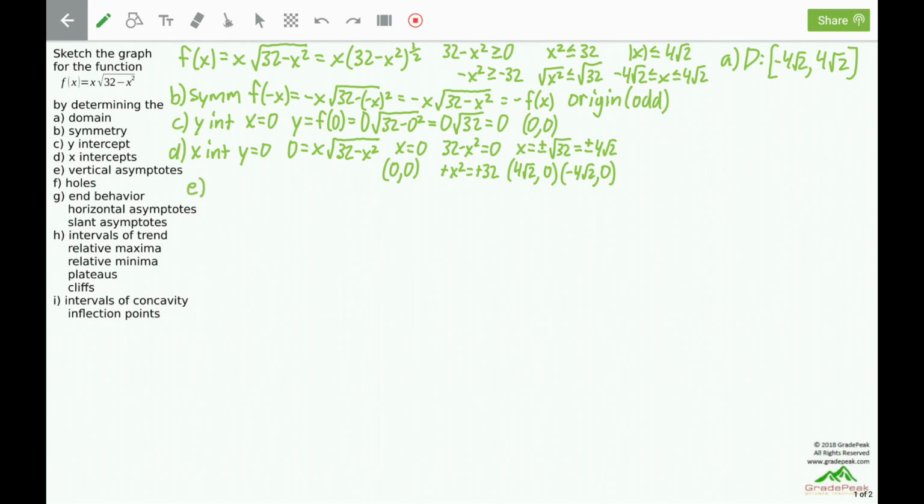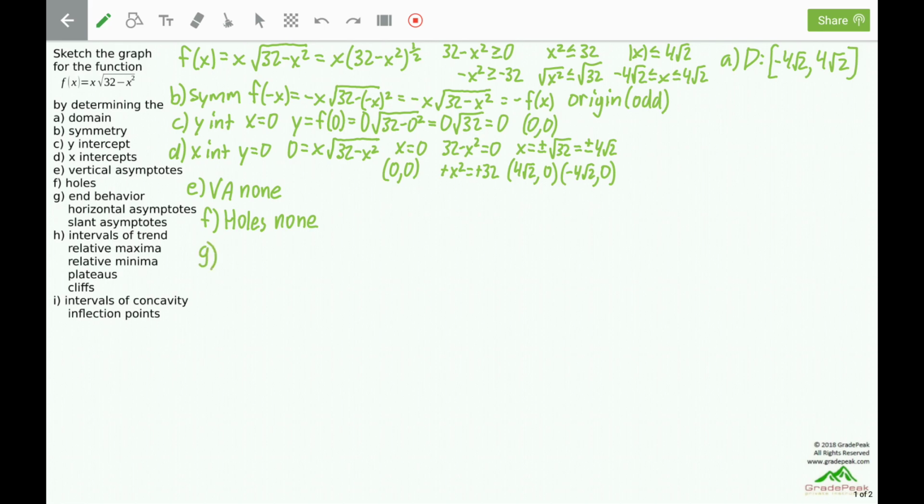For part E, we want to determine any vertical asymptotes. F of x is a polynomial term times an even root. There is no denominator, so there will be none. For part F, we want to determine any holes in the graph. F of x has no denominator, so there will be none.